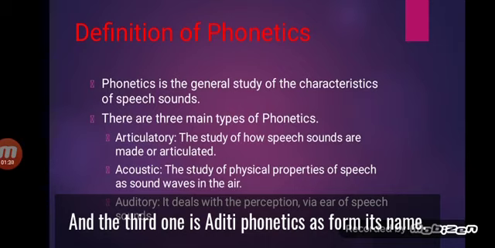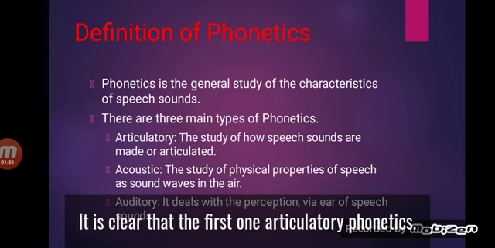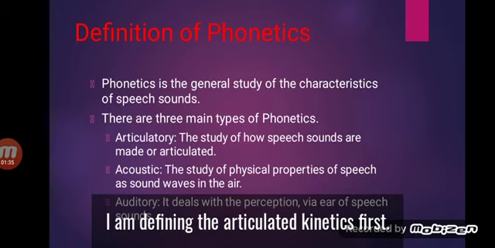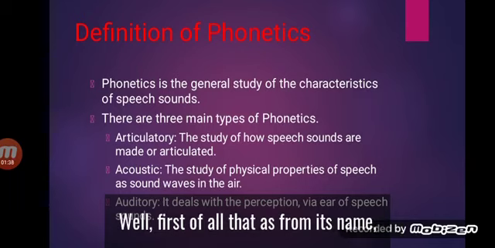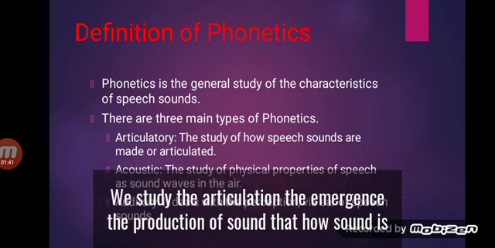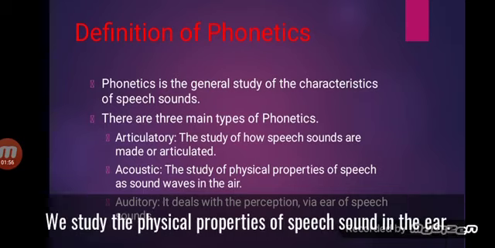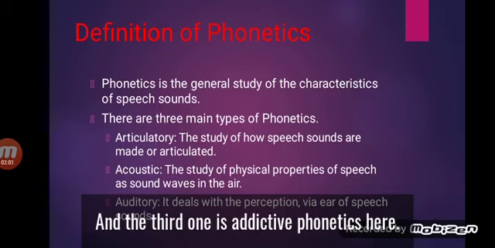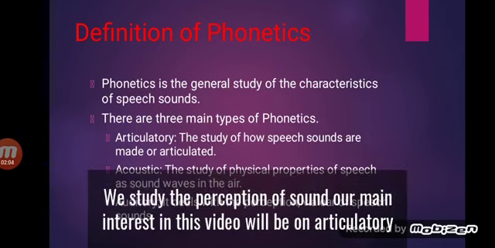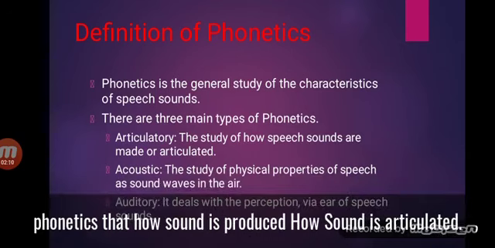As is clear from its name, I am defining articulatory phonetics first. In this type, we study the articulation, the emergence, the production of sound, how sound is produced with the help of the oral cavity. The second one is acoustic phonetics. Here we study the physical properties of speech sound in the air. And the third one is auditory phonetics. Here we study the perception of sound. Our main interest in this video will be on articulatory phonetics, how sound is produced, how sound is articulated.